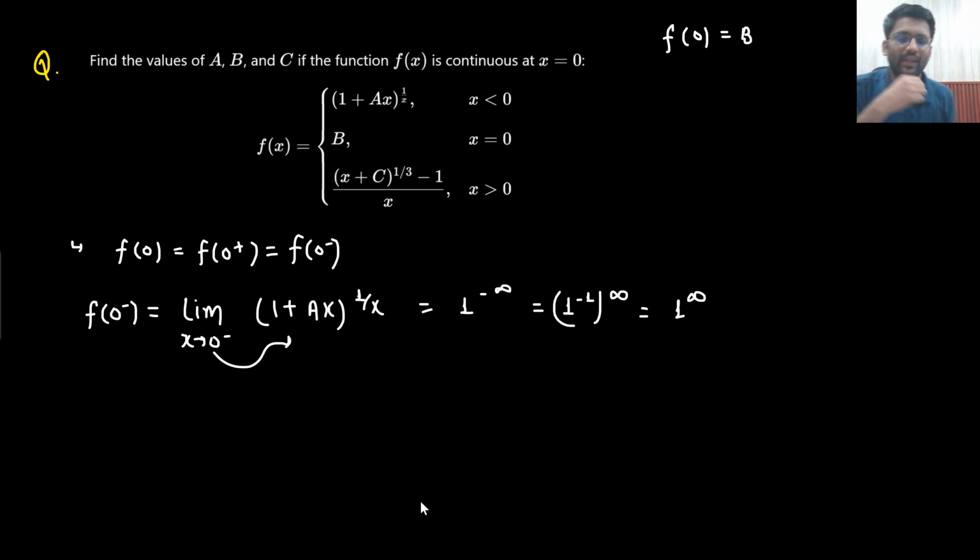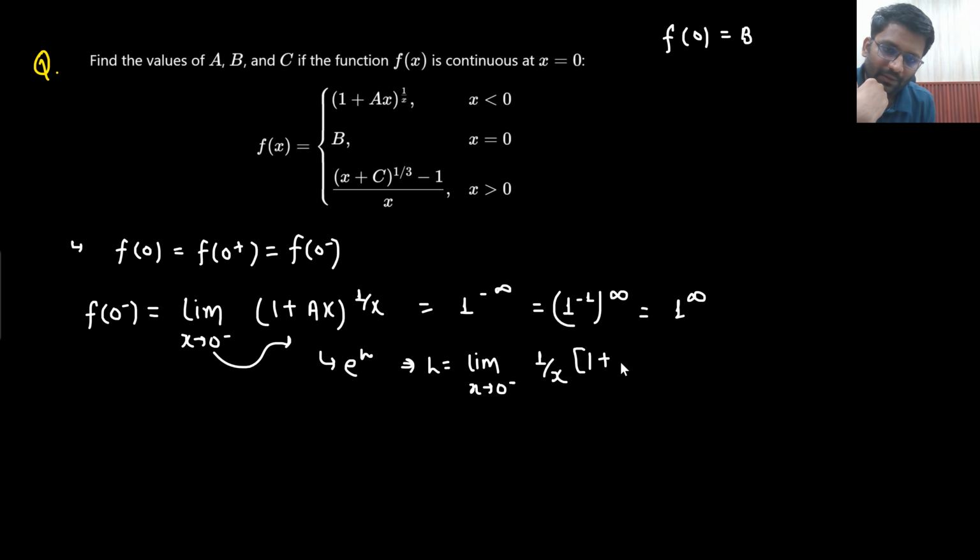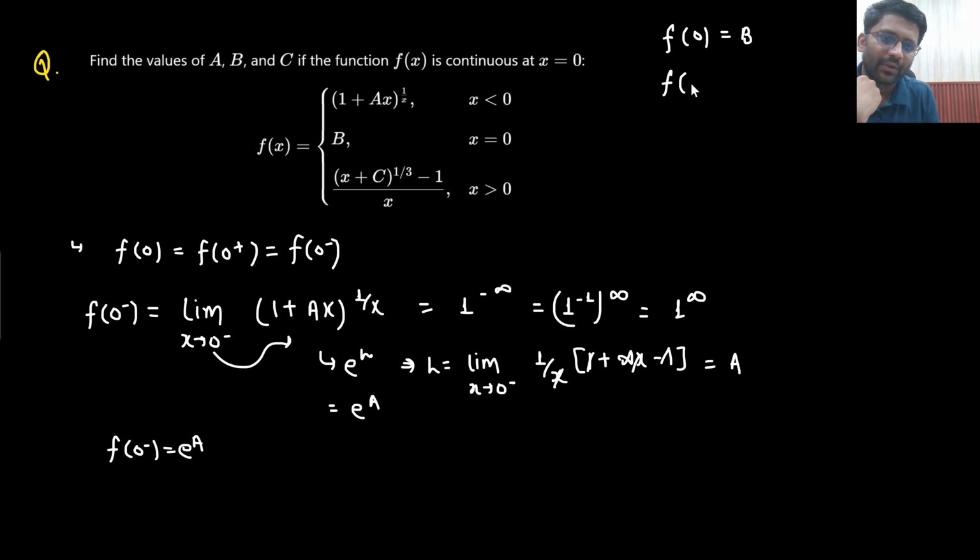Absolutely, sir. So now next what do I need to do? I need to find out its limit. You know what its limit will be? Its limit will be, sir, e to the power l. What is l here? L is nothing but the limit x tending to 0 minus of the same expression, this power comes in front: (1 plus ax minus 1). Now you know that x and x will get cancelled out, and the answer comes out to be a. So what is the answer you are getting? e to the power a. That means f of 0 minus comes out to be e to the power a. That means e to the power a equals b.